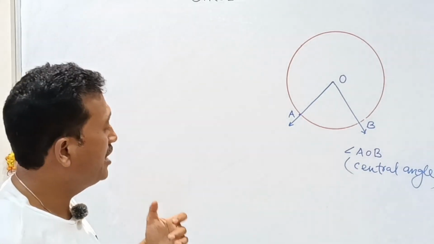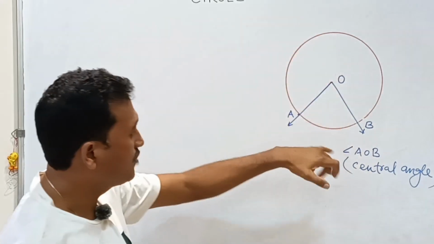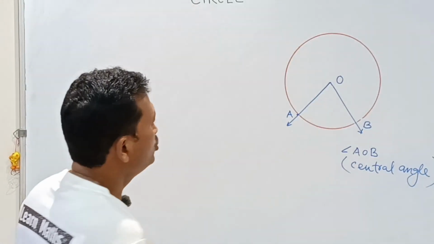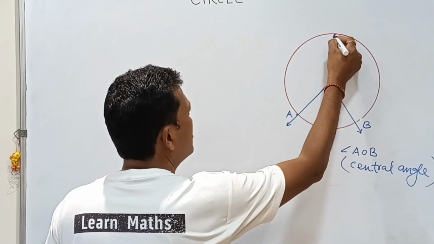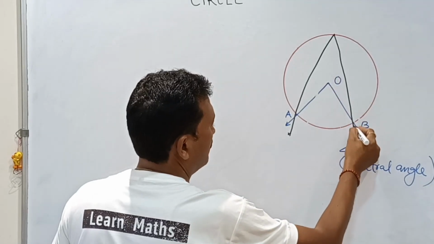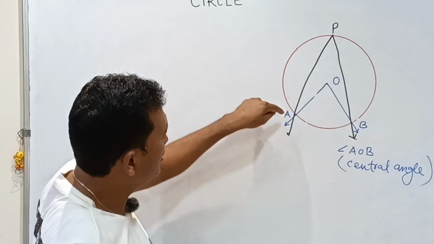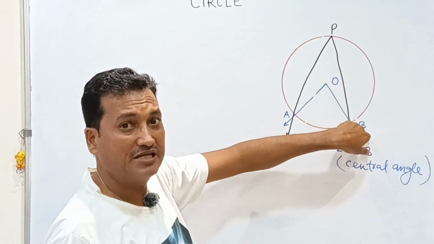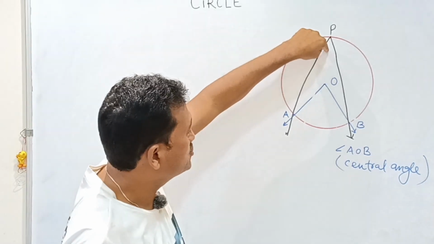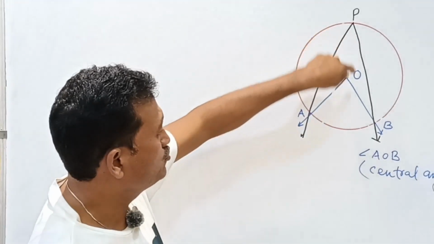Now we will take one angle on the circumference of the circle which is also subtended by arc AB. So here you can see we have another angle on the circumference of circle. Suppose this point is P. So angle APB is the angle at the circumference of a circle, and this angle is also subtended by arc AB. Then what is the relation between these two angles?